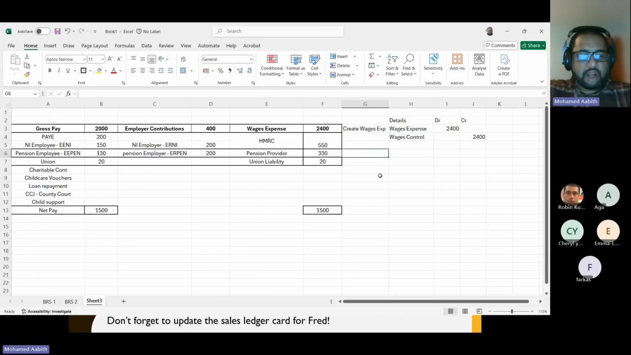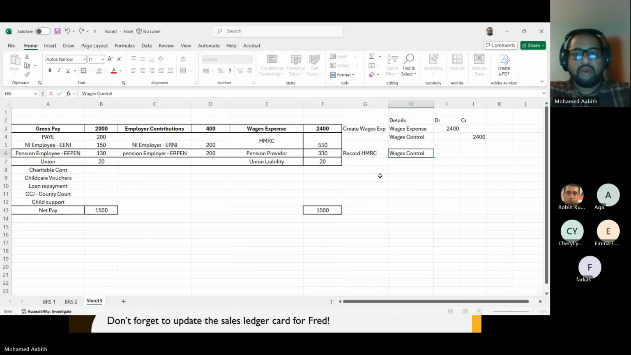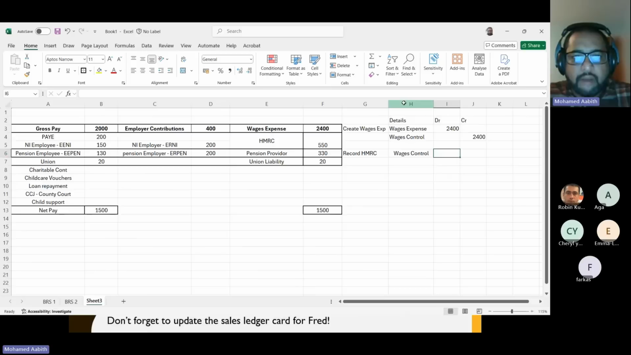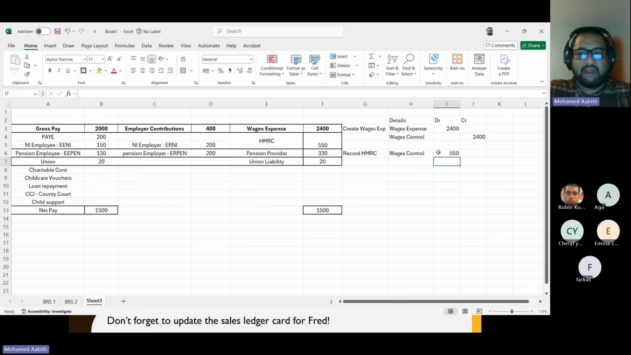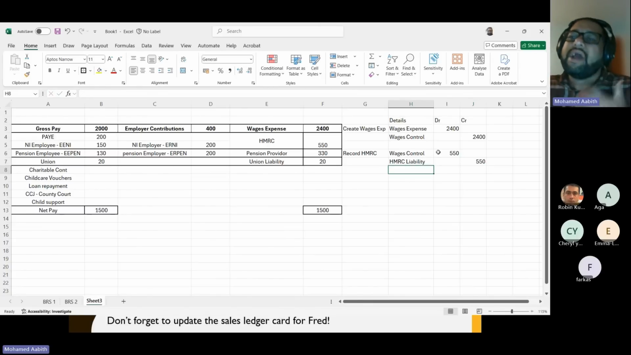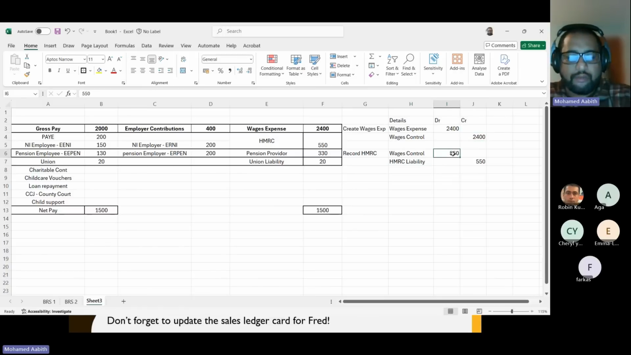The next one is saying record HMRC liability. So we have wages control as a debit entry now, because we're going to use this number to populate the rest of the accounts, and we disperse this amount. How much do we owe HMRC? 550. Here I put HMRC liability account 550. It's going to start eating into this wages control. By the time you finish everything, wages control will have a zero balance.